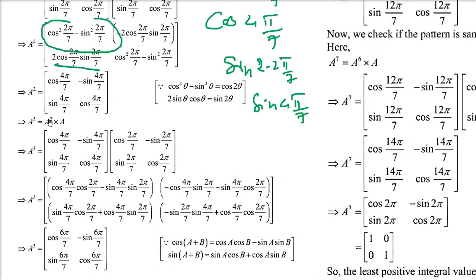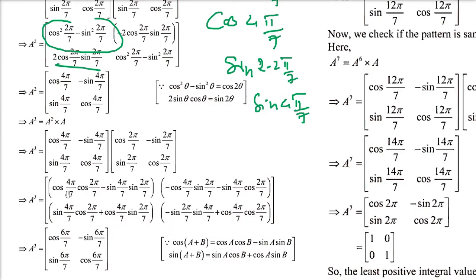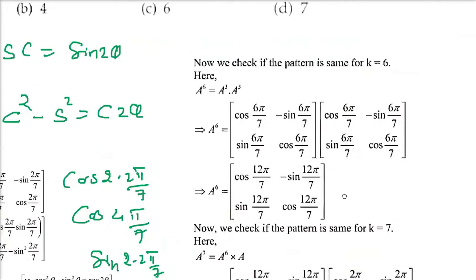Now A cube will be A square into A. Why are we doing A cube? Because the question is saying to check each and every one of them. So we'll multiply this, and I hope you'll be able to multiply properly. Then there is an identity we have to use: cos A cos B minus sin A sin B will come, if you take the negative outside, and then we have sin A cos B plus cos A sin B. So you have to write cos A plus B and sin A plus B in place of cos A cos B minus sin A sin B and the other expression.